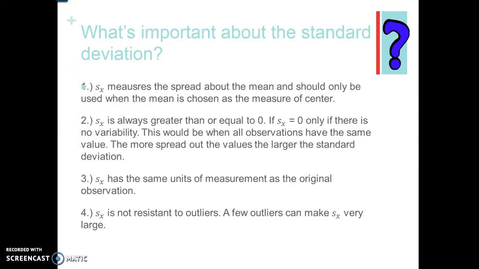The standard deviation is always going to be greater than or equal to 0 because it's squared, so it's never going to be negative. If the standard deviation is 0, that means there's no variability. Everything is exactly the same as the mean. This is basically when all observations have the same value. And the more spread out the values are, the larger the standard deviation, because the average distance from the mean is more. The standard deviation has the same units of measurement as the original observation, and the standard deviation is not resistant to outliers. A few outliers can make the standard deviation very large.